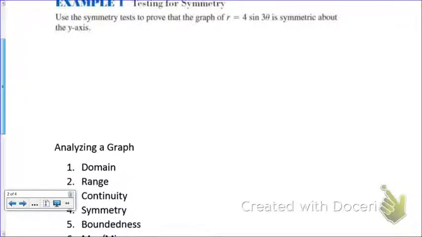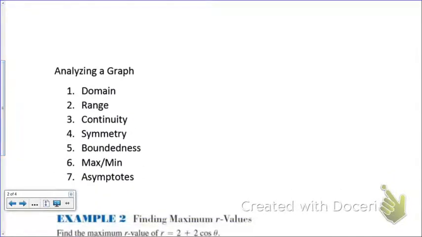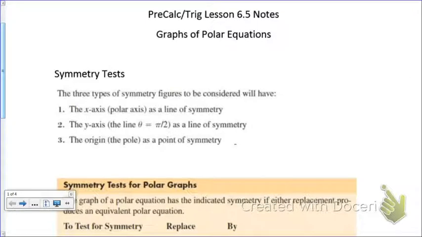If you look down at the bottom of the second page, it talks about analyzing a graph. And we're going to talk about all of these things: the domain, the range, continuity, symmetry, boundedness, what a maximum minimum is, and our asymptotes. Symmetry is number 4, but it's actually the first thing we're going to discuss. So we're going back to the first page and talk about what it means to have symmetry or be symmetric.